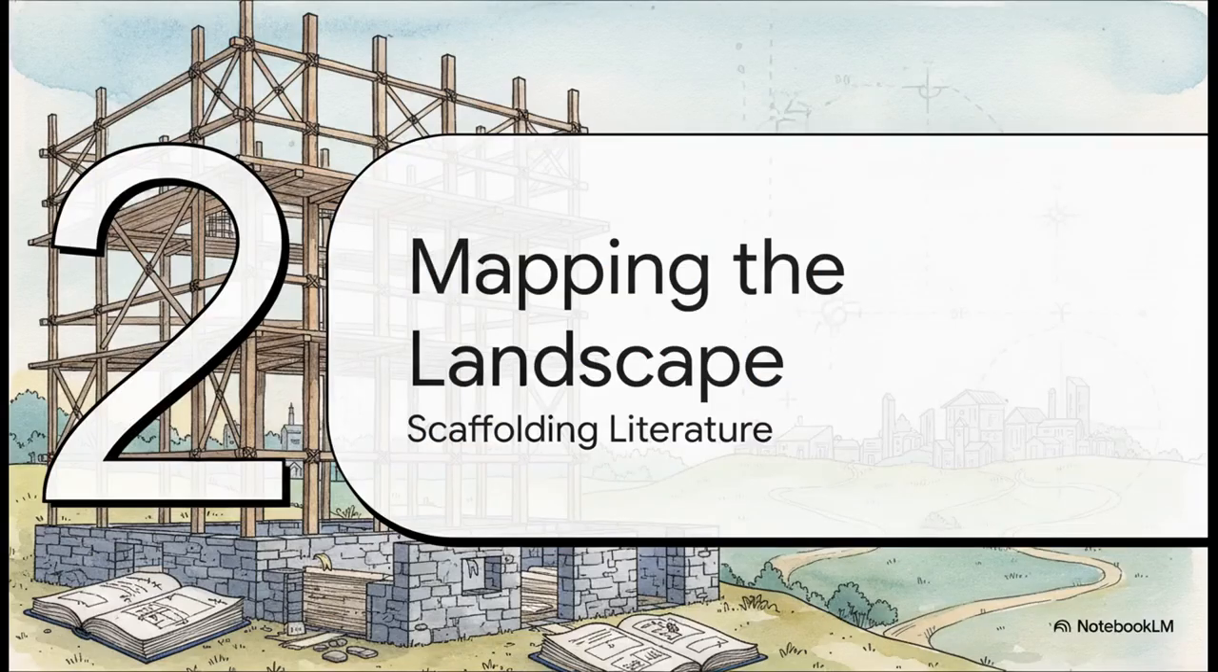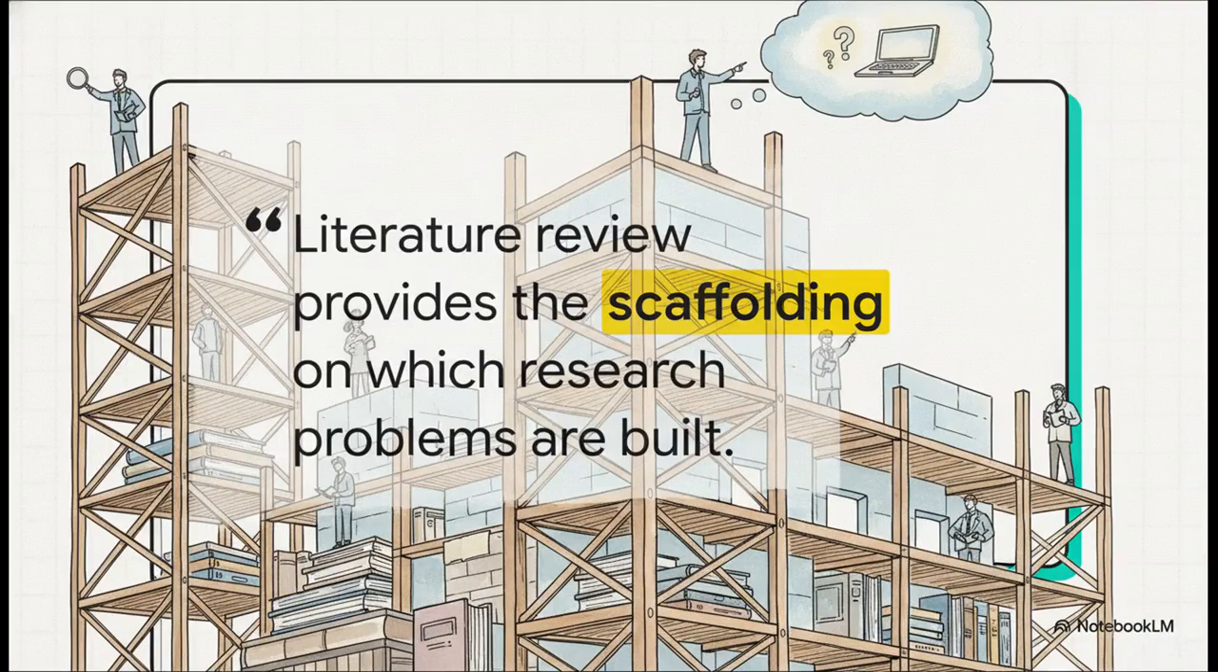Okay, phase 2, mapping the landscape, the scaffolding of literature. So to build a truly solid research house, you first have to look at what other scholars have already built on the property. C.R. Kothari has this beautiful description where he calls the literature review the scaffolding on which research problems are built. I absolutely love this architectural metaphor. I mean, you wouldn't try to build a heavy roof midair without first putting up the scaffolding and the load-bearing walls, right? It's the same here.